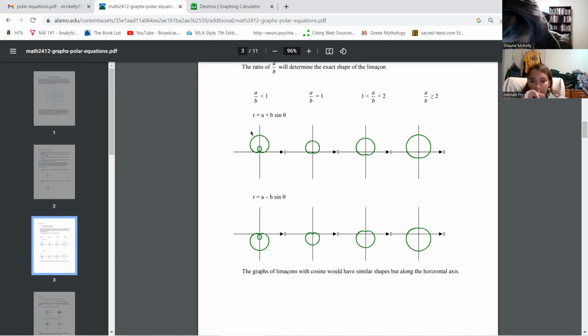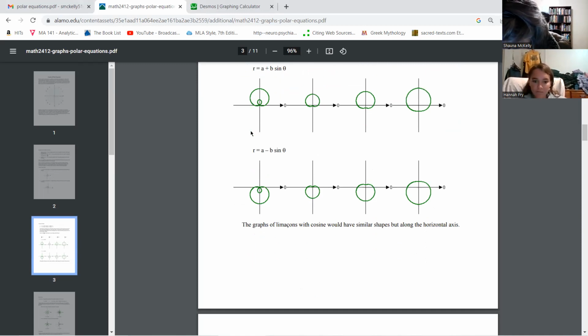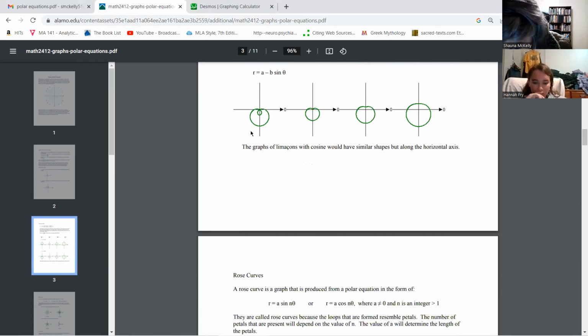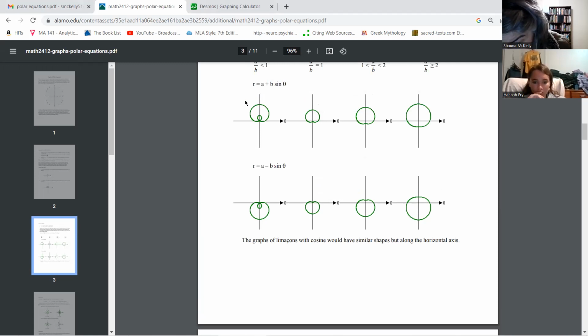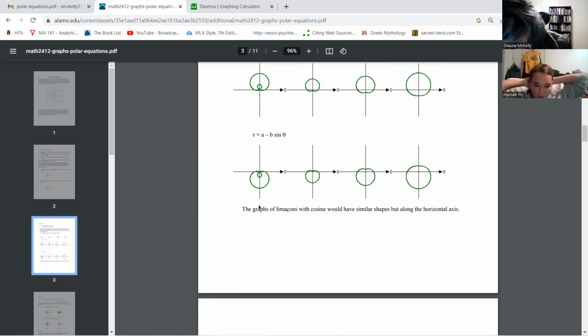Right. Now, if you have cosine, which they didn't show on this picture, but if they had cosine, if this was a plus and a cosine, you'd be going to the right. If it were a minus and a cosine, you'd be going to the left. Got it. Again, how much curve you get, whatever, right? But that's essentially how it works.